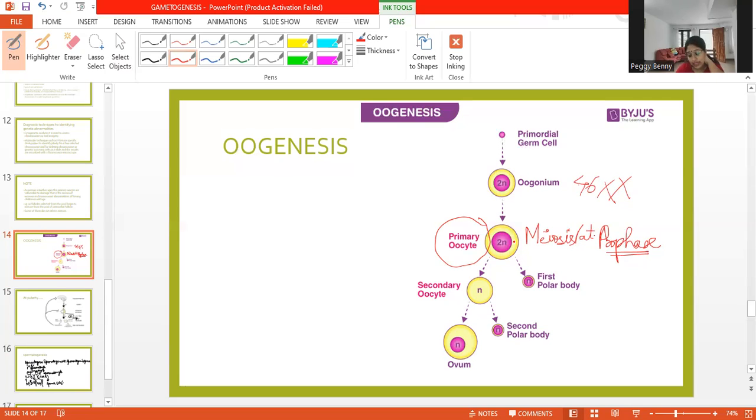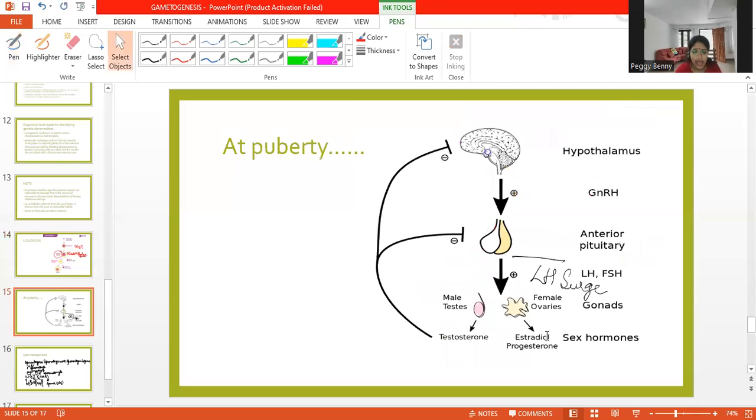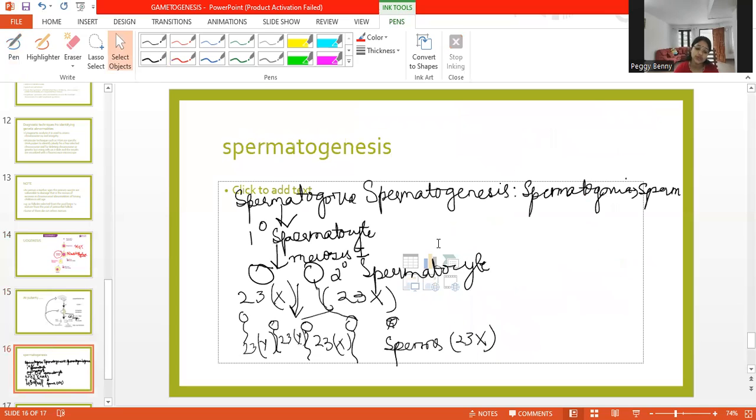This primary oocyte then gets surrounded by follicular cells. Okay, so primary follicle, and they undergo further division to form the secondary oocyte. First and secondary polar bodies are formed. This is oogenesis, and now let's discuss spermatogenesis.